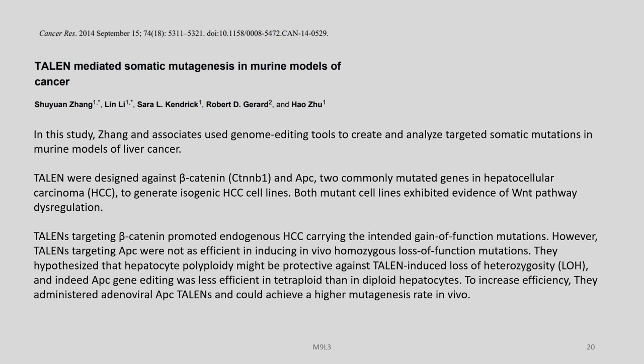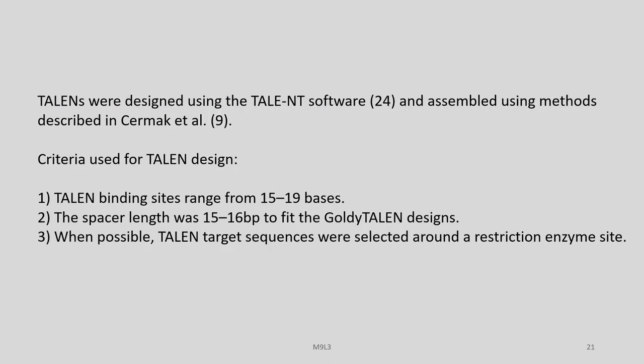TALENs targeting beta-catenin promoted endogenous HCC carrying the intended gain-of-function mutations. However, TALENs targeting APC were not as efficient in inducing in vivo homozygous loss of function mutations. They hypothesized that hepatocyte polyploidy might be protective against TALEN induced loss of heterozygosity, and indeed APC gene editing was less efficient in tetraploid than in diploid hepatocytes. To increase efficiency, they administered adenoviral APC TALENs and could achieve a higher mutagenesis rate in vivo.